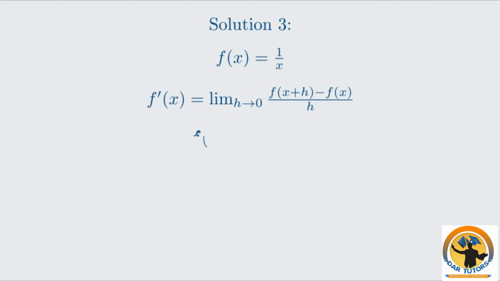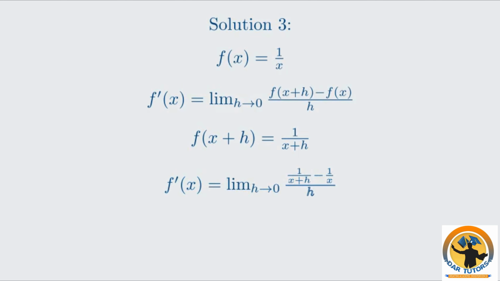Here's the solution for question 3. We need to find the derivative of f of x equals 1 over x. f of x plus h is 1 over x plus h. Substituting into the limit formula, we get the limit of 1 over (x plus h) minus 1 over x, all over h. We combine the fractions in the numerator.